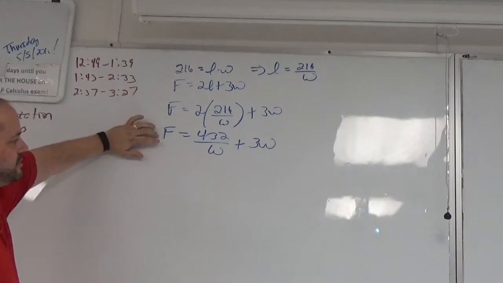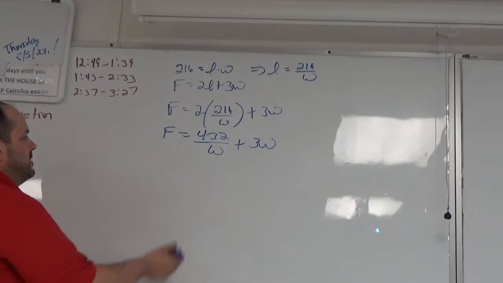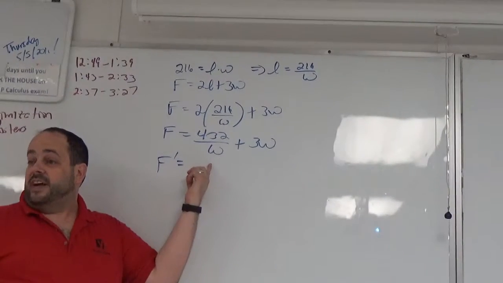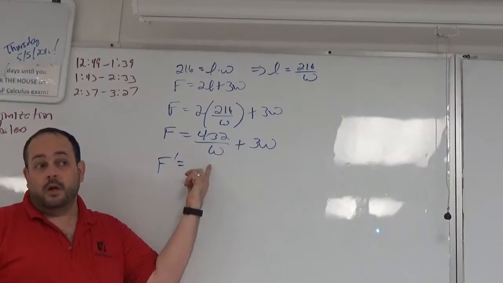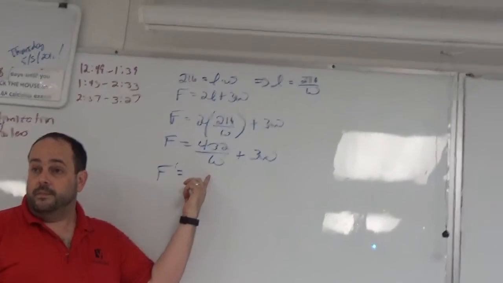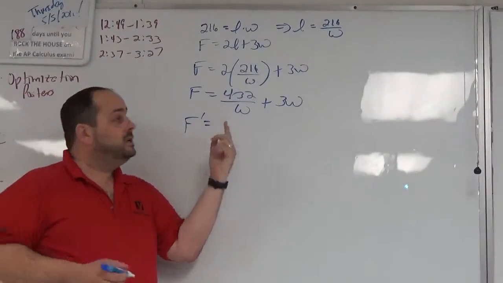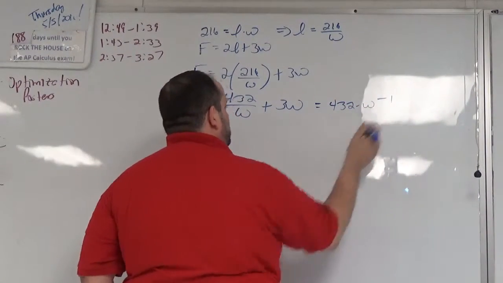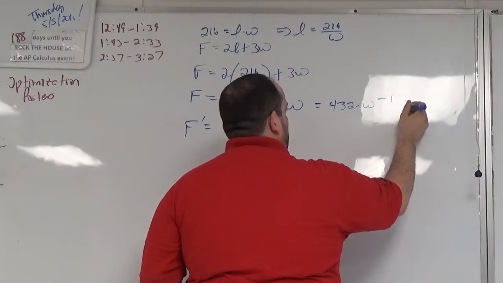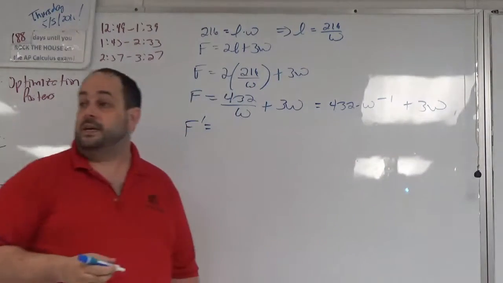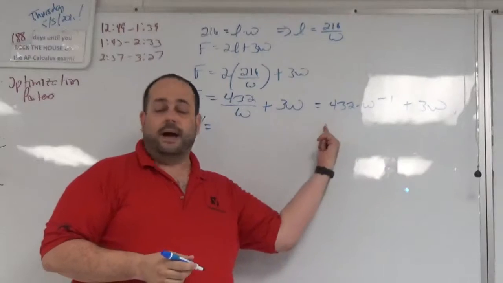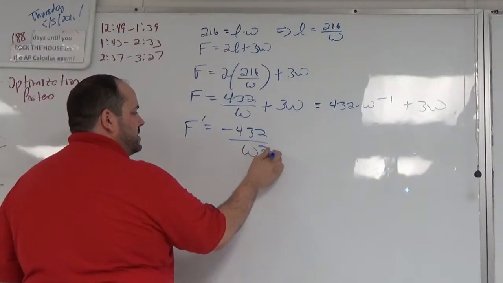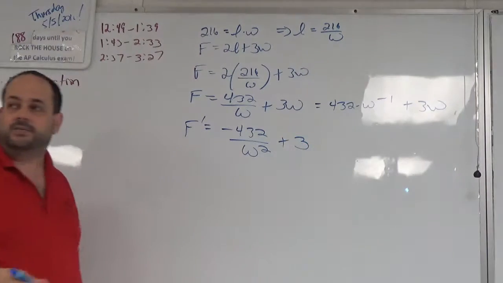So if you know F equals 432 over W plus 3W, now you've got to go find the derivative. One option to find the derivative: quotient rule. Another option is the kid that says, wait, isn't this really the same thing as 432 W to the negative 1 plus 3W? And now you do your power rule. Either way, what you're going to get is negative 432 over W squared plus 3. That's the derivative.